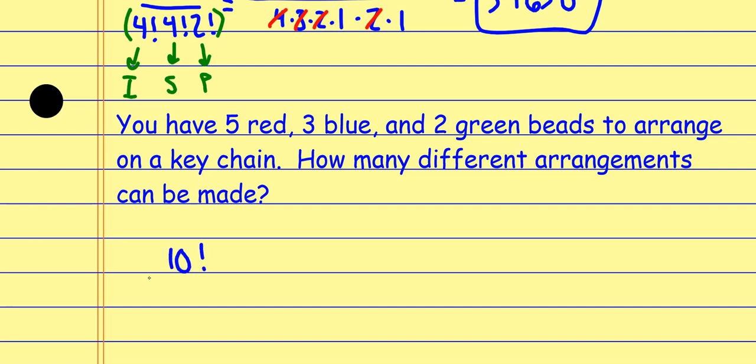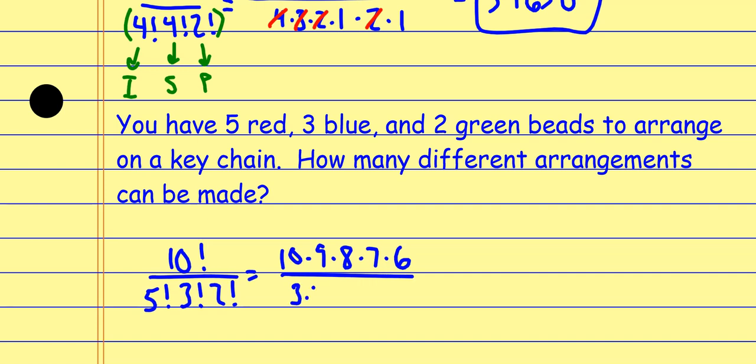So it's a 10 factorial. But then there are 5 red beads, there are 3 blue beads, and there are 2 green beads. So I represent my repeated values, and now I simplify. The 10 factorial can reduce with the 5 to give me this. And then I have the 3 factorial, and then another 2 factorial.